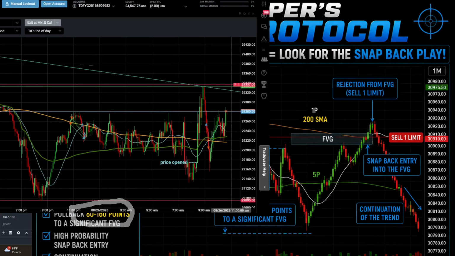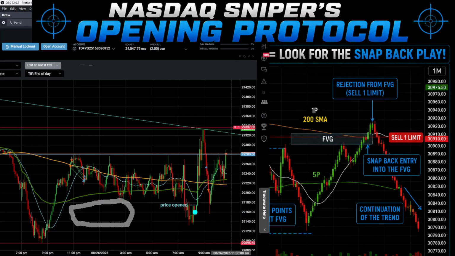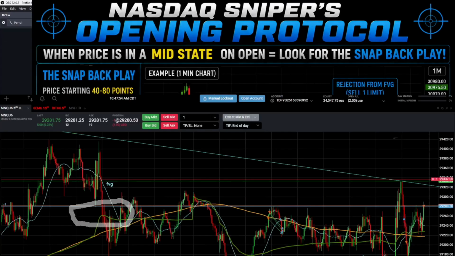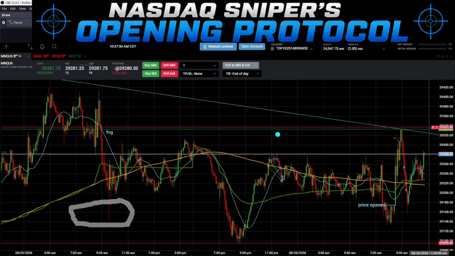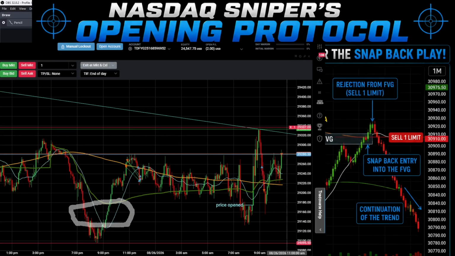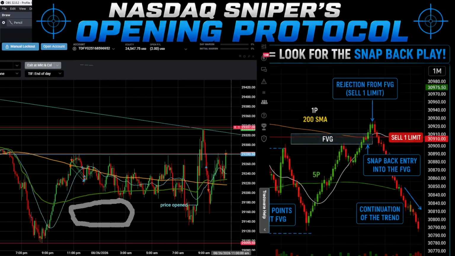Guess what? This is today. Price opened, pulled up into this fair value gap, just like we have it drawn out on our protocol. And then price tanked. And as you see, came into this fair value gap. See that? Price opened in mid-state, up 160 points into the fair value gap, to go back down to the bottom of it. That's why the 5-minute ORB did not play out. This was mid-state. Look, it almost looks exactly the same as my protocol. Snapback play.